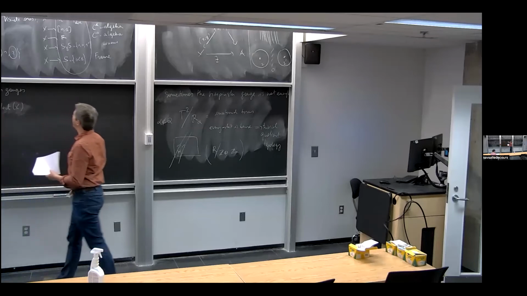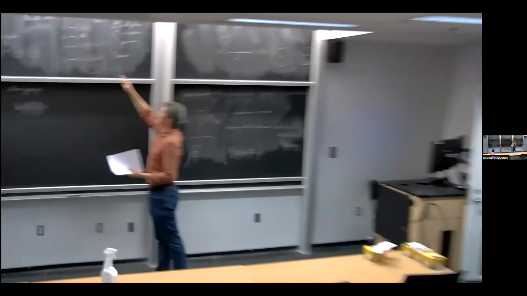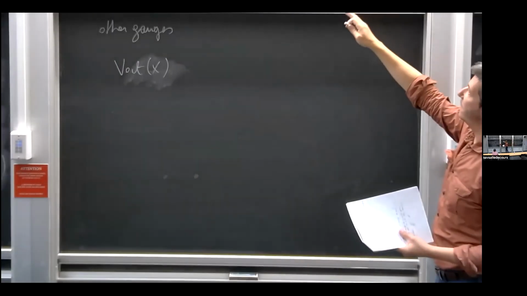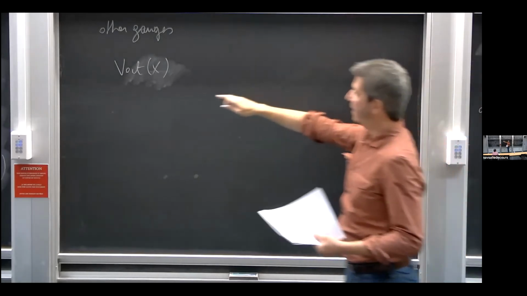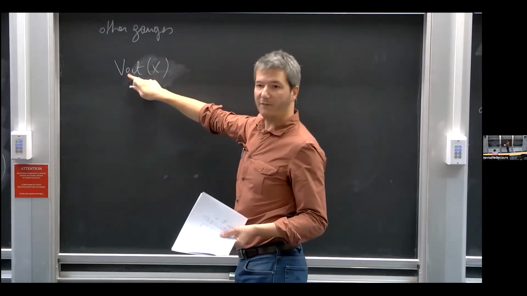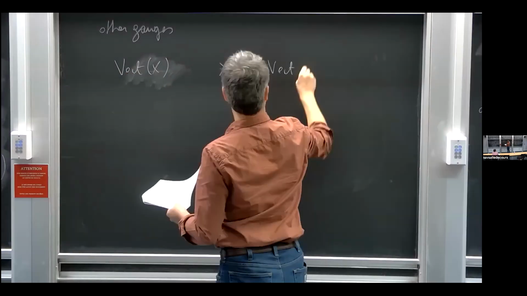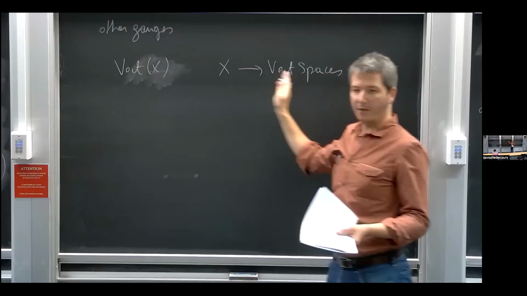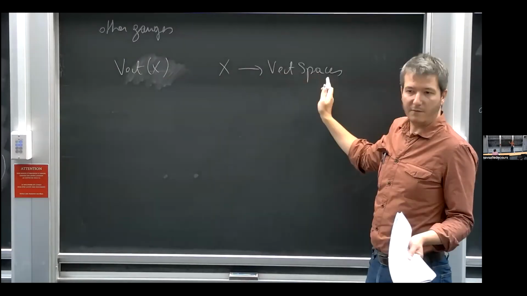So instead of looking at functions on my space X, I can look at the collection of all vector bundles on a space X. And so I want to think of a vector bundle as some kind of continuous function with value in the space of vector spaces.